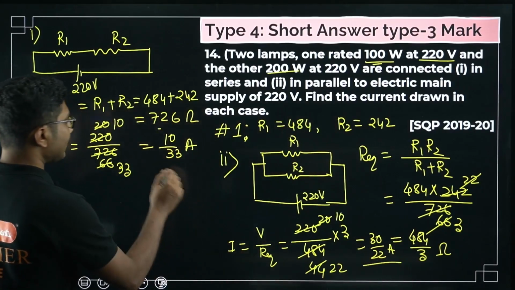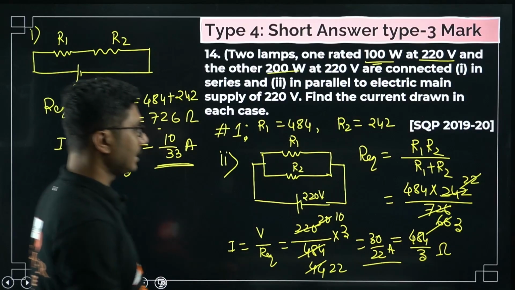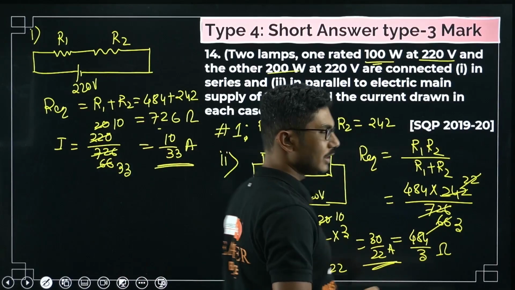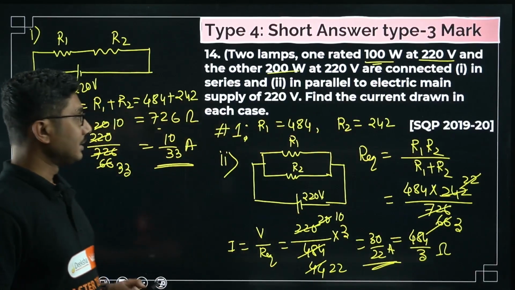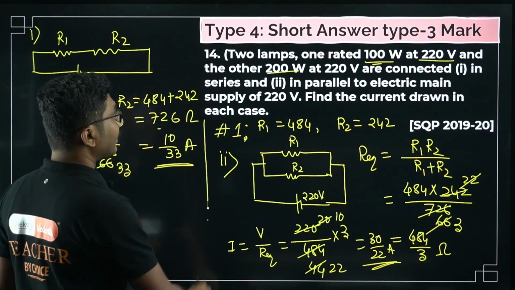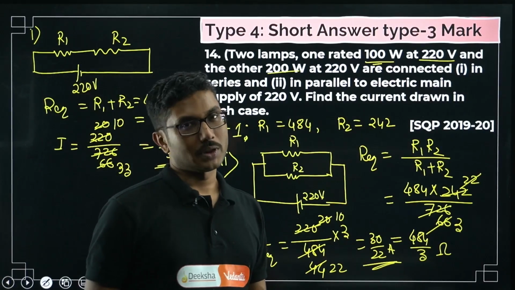So in the first case it will be 10 by 33 ampere. In the second case it will be 30 by 22 ampere. Okay, clear? It's a slightly longer problem. That's why it is a 3-mark question, not a 2-mark question.